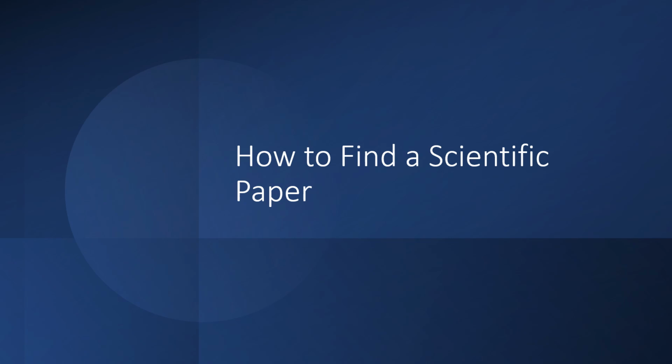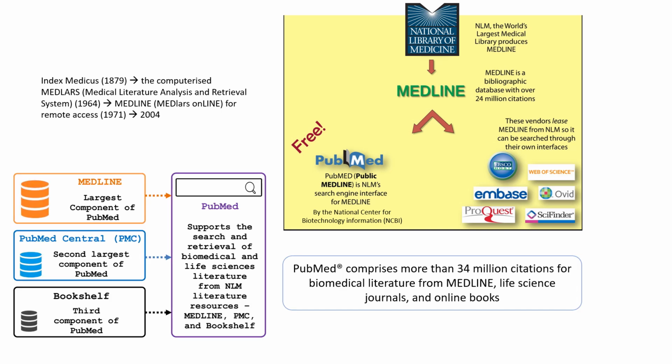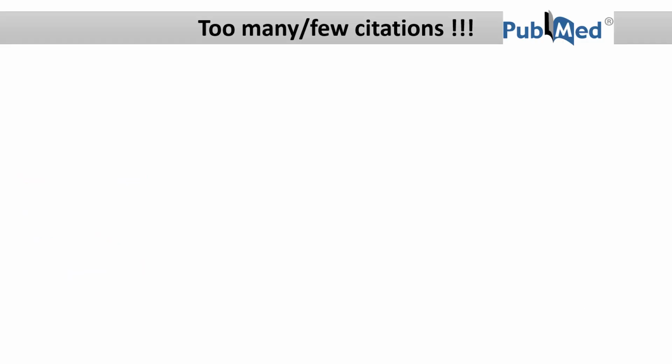So, how to find a scientific paper? Lots of databases, but one of the most important is the Medline database. And using PubMed, which is a search engine interface, you can search the Medline database in addition to a little smaller databases. But basically, PubMed comprises more than 34 million citations for biomedical literature, basically from the Medline database.